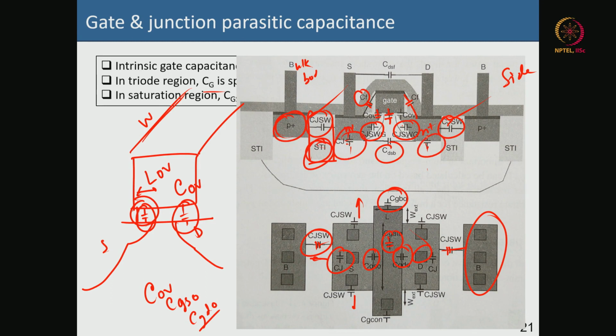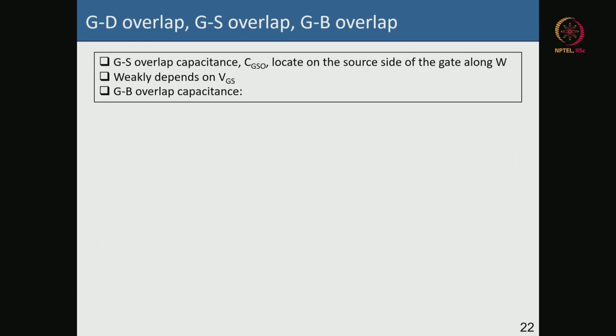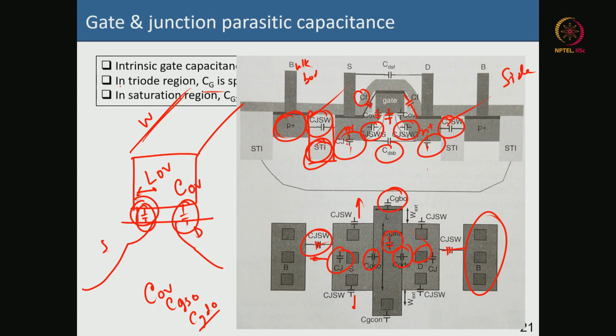So the gate-source overlap and the gate-drain overlap capacitance is located on the source side of the gate along the W. That's what I meant. There is a small overlap precisely. It does not depend on VGS, but it depends on the extent of overlap, and it also depends on the width of the finger, because that will directly scale. There is also gate-to-bulk overlap capacitance, which is this.